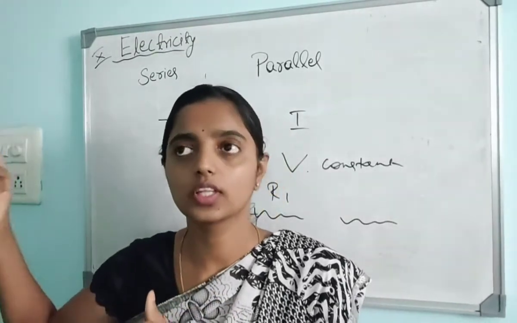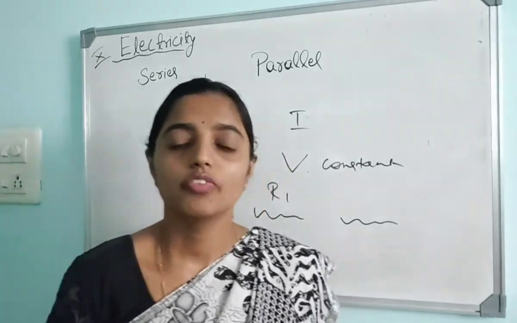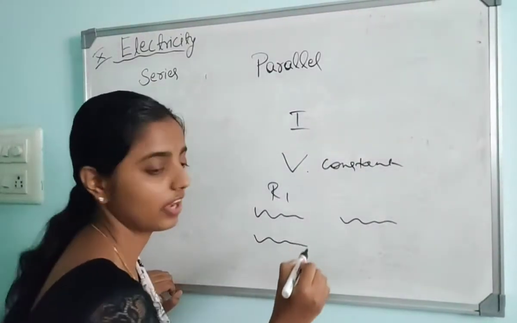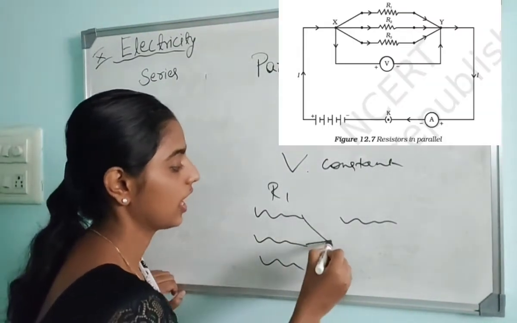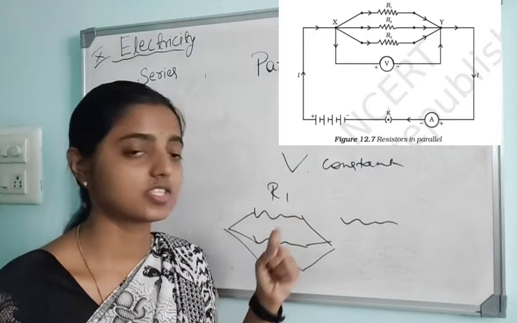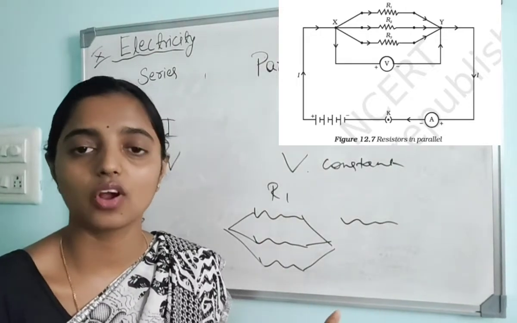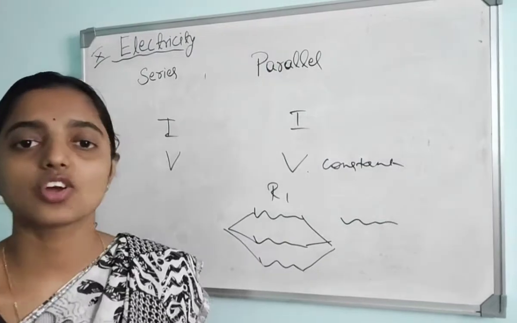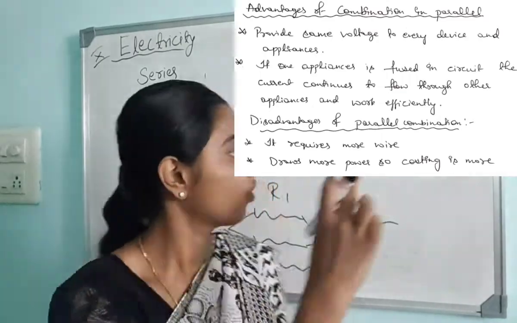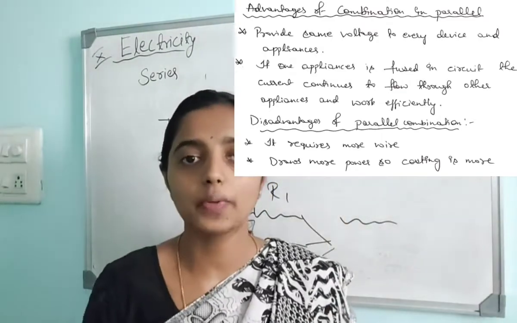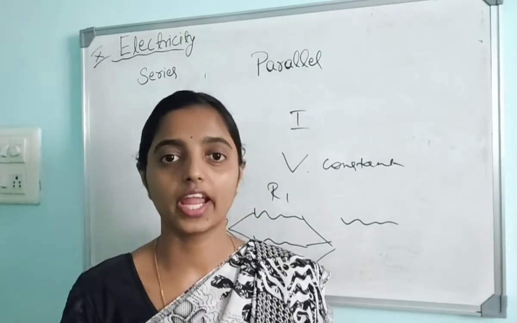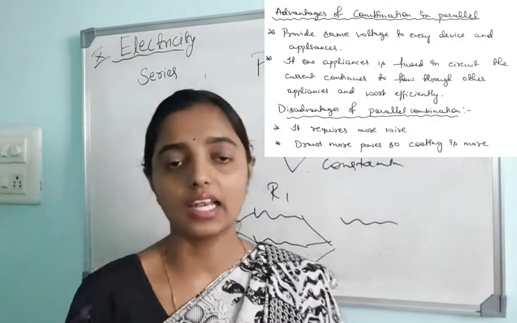Now we'll go to the next one, parallel connection. We have a major advantage in parallel connection. Here we have resistor 1, resistor 2, and resistor 3, and all of them are connected between two terminals. If one resistor fails, it's not a problem because the current will flow through the rest of the resistors. And since voltage is constant in parallel, each device will get an equal amount of voltage. So this is the advantage of parallel connection.